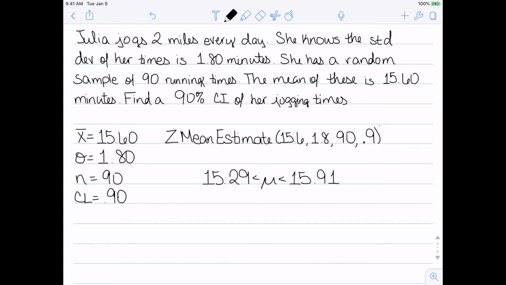Since this was a 90% confidence interval, there is a 90% chance that her actual jogging time, her mean jogging time, is between 15.29 and 15.91 minutes. Since we're 90% sure this is accurate, there's a 10% chance that we have no idea and the actual mean falls outside of this range.